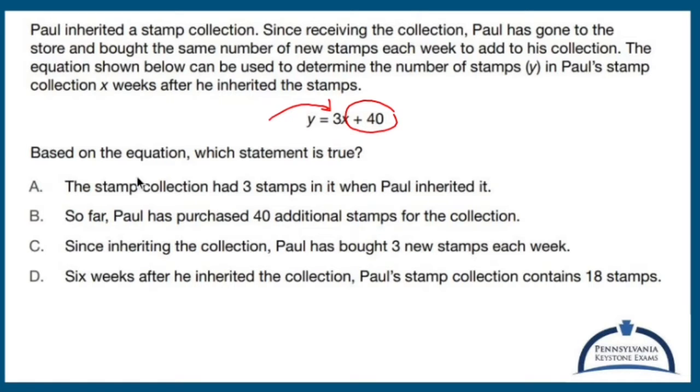So let's just see. The stamp collection had 3 stamps in it when Paul inherited it. Nope. So far, Paul has purchased 40 additional stamps for his collection. Nope. Since inheriting the collection, Paul has bought 3 new stamps each week. Looks promising. 6 weeks after he inherited the collection, Paul's stamp collection contains 18 stamps. I don't even know where that came from. So no. So the answer is C.